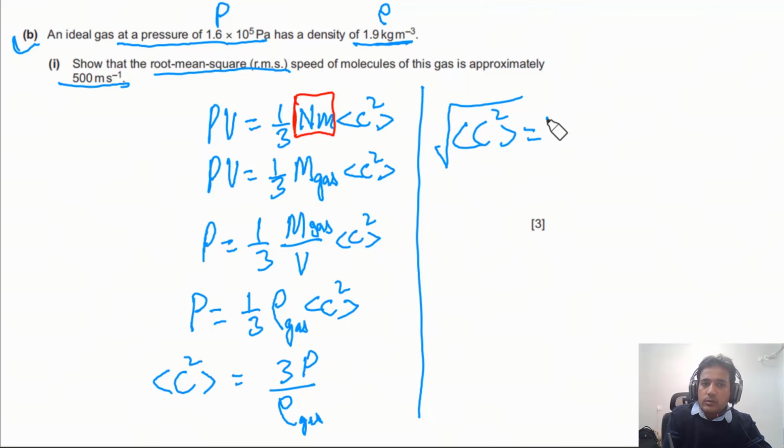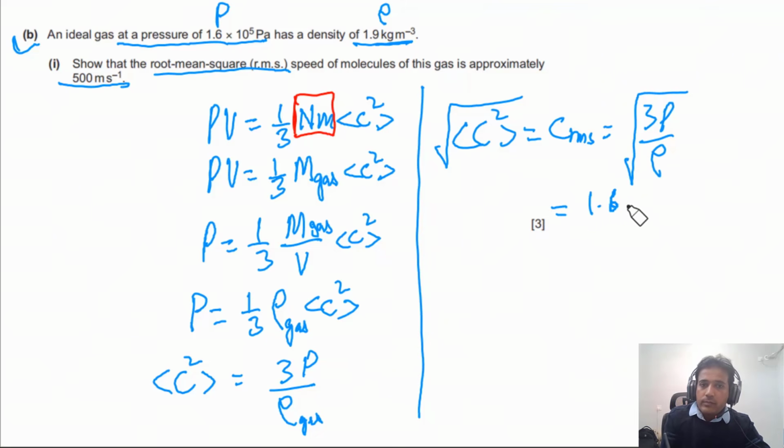So this is VRMS, or you can say CRMS. We have to take the square root on both sides. So this is the square root of 3p divided by the density. So this is the equation. Now simply we have the values, they are in SI units.